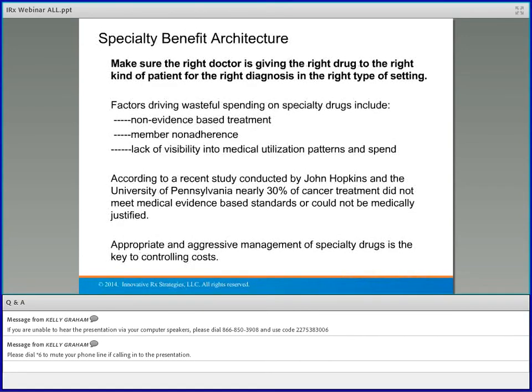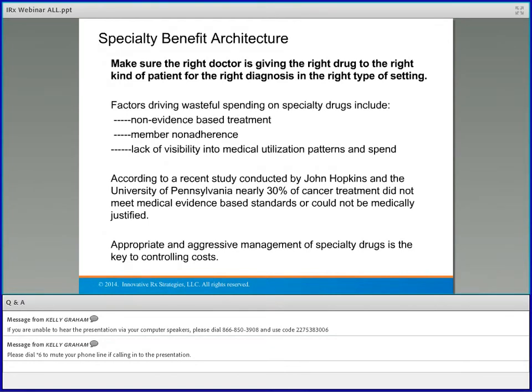Next, we'll spend a little bit of time talking about the specialty benefit architecture as a part of your plan design. This is a pretty big topic. There's a lot to think about when you're thinking about this. How do I structure my specialty plan design? I think there are a lot of different factors for consideration. But I think this first point on this slide really captures what you should think about, and that's making sure that the right doctor is giving the right drug to the right kind of patient for the right diagnosis in the right type of setting.